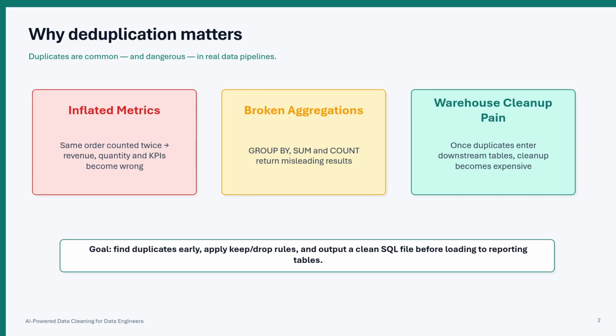So now let's understand why deduplication matters. Deduplication is not just about removing repeated rows. In real world data pipelines, duplicate records can cause serious issues. For example, duplicate records can cause total sales to be incorrect. Duplicate customer records can create wrong customer counts as well, and duplicate transactions can affect dashboards, reports, and business decisions. That is why deduplication is an important step before loading data into final reporting or warehouse tables.